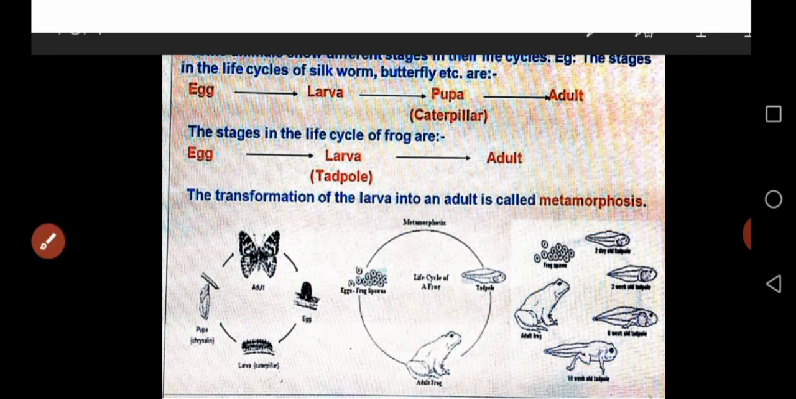So these are some basic information about the very important life cycle of the butterfly and also the life cycle of the frog. This is about today's topic. I will show you one very important video about the life cycle of the butterfly and also the life cycle of the frog. I hope all of you enjoy that video.